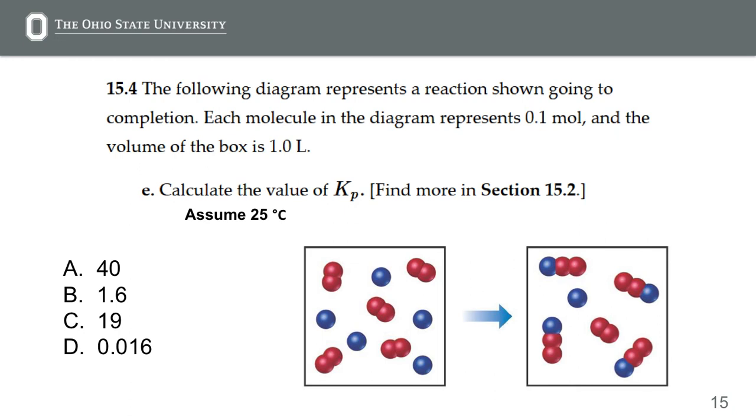Okay? So we could then use the value of Kc that we calculated previously in this problem. We said that Kc was 40, and we could calculate Kp. And assume we're at 25 degrees Celsius, or 298 Kelvin.